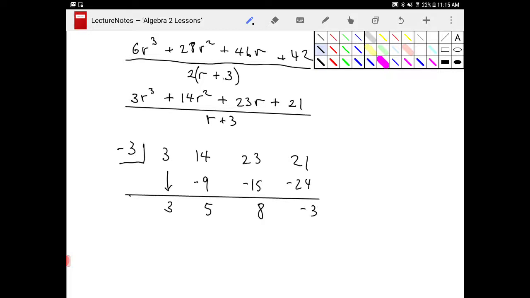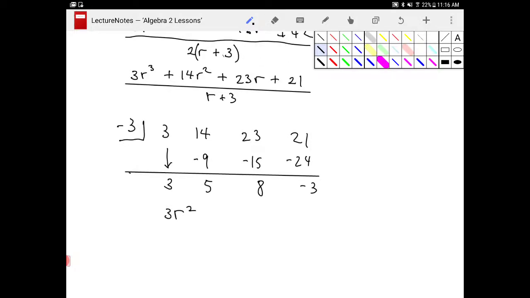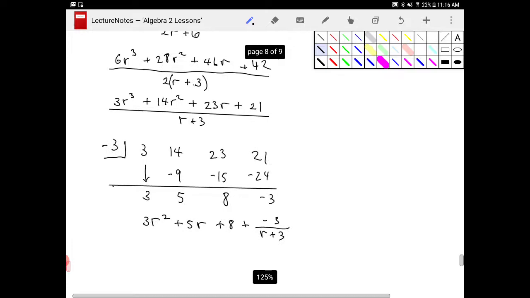So what does this turn into? This is the same thing as 3r squared, because remember the dividend there was to the third power. If I'm dividing something to the third power by something to the first power, I will end up with r squared here. So I end up with 3r squared plus 5r plus 8 plus negative 3 over r plus 3. And that is the solution.